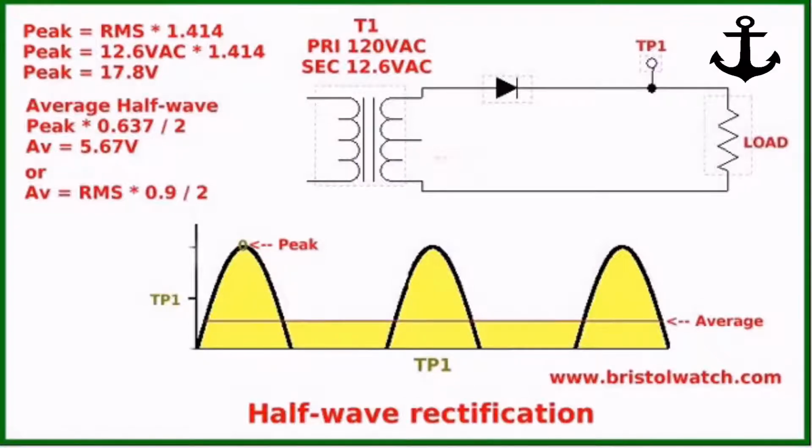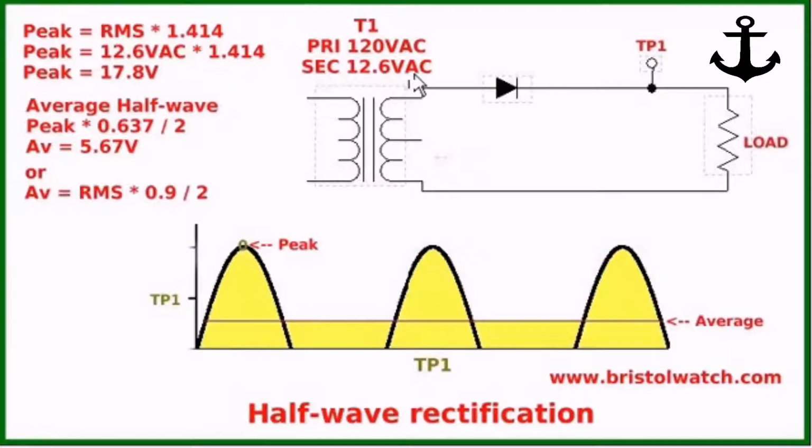Pictured here is a half-wave diode rectifier. This was presented in an earlier video, and nothing here has changed so far. Note these formulas. Peak, that is the highest point on the half cycle. And when I say half cycle, only half of the sine wave is utilized, the other half is lost.